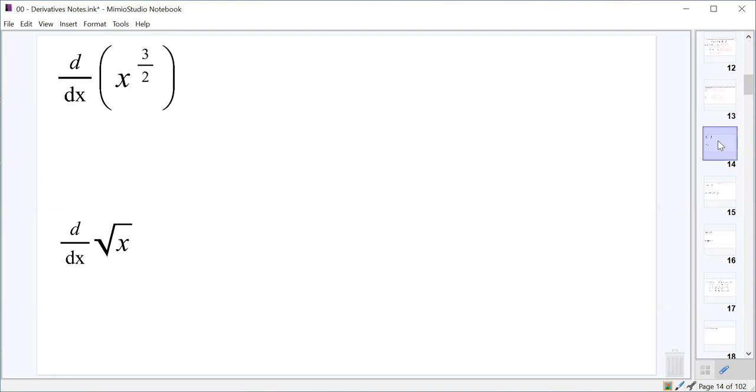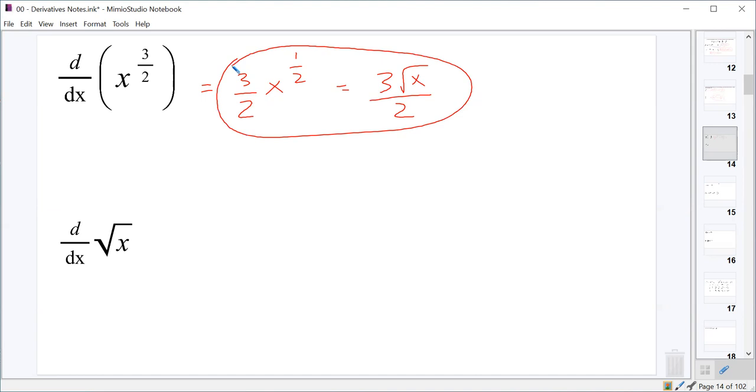This will work with fractional powers, like x to the 3/2. This derivative should become 3/2 out in front. X to the, well, 3/2 minus 1 is just 1/2. So 3/2 x to the 1/2. You could write it as 3 root x over 2 if you want. Any of that would be just fine.